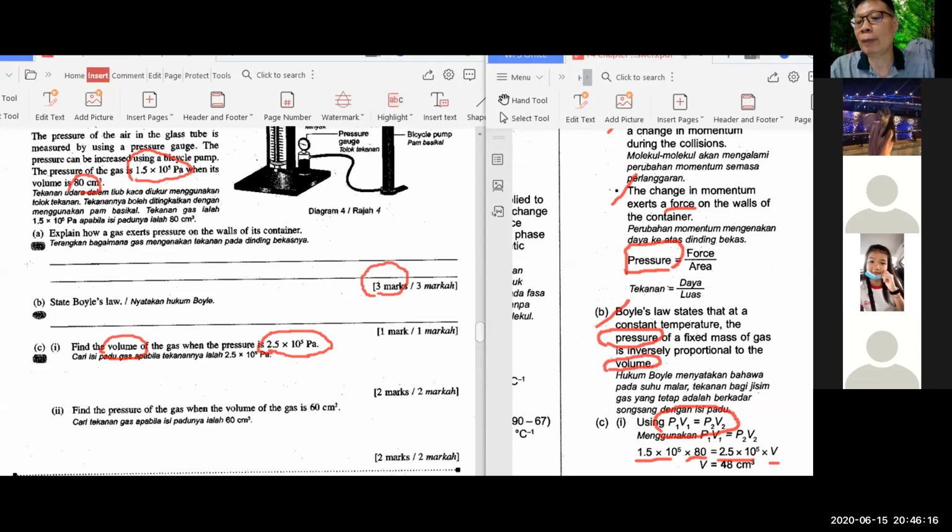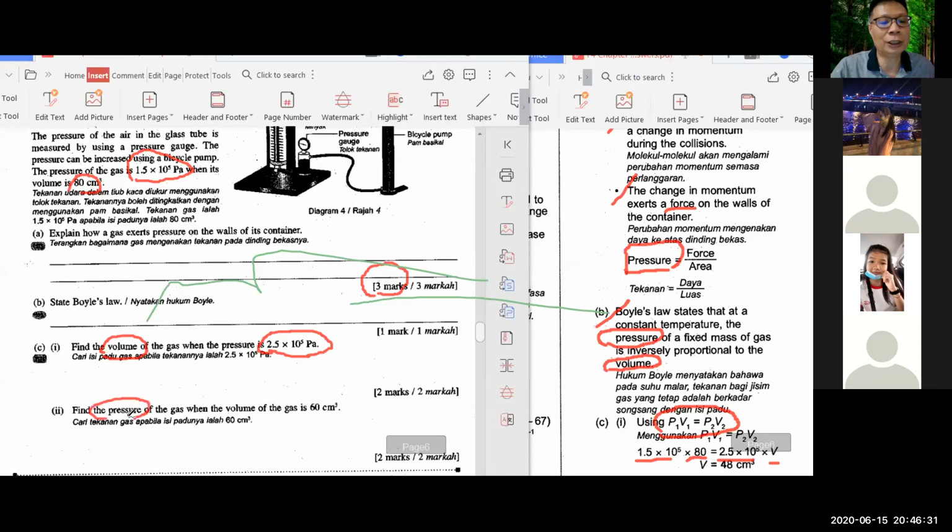Okay, finish. Can you finish or not? Yes, sir. Okay, finish. Next part 2. Find the pressure of the gas when the volume becomes 60. Find P2 now. When V2 is 60, so you can use the same formula.